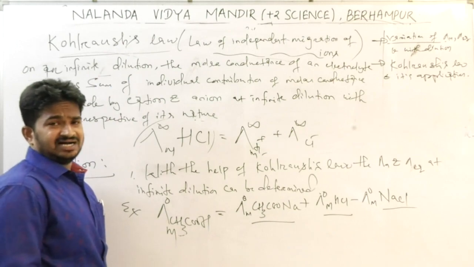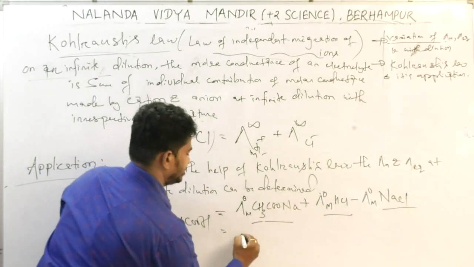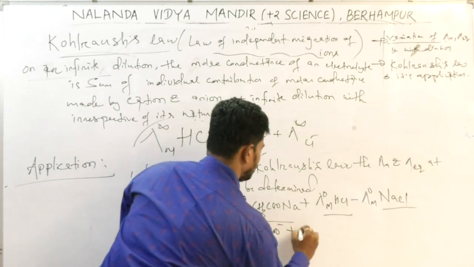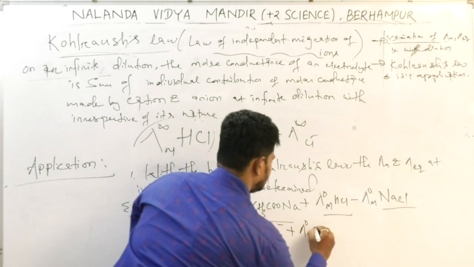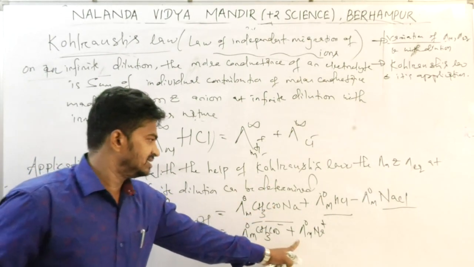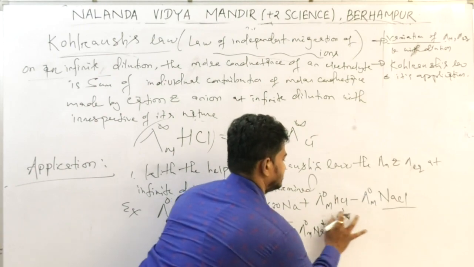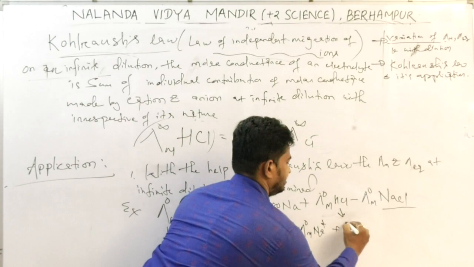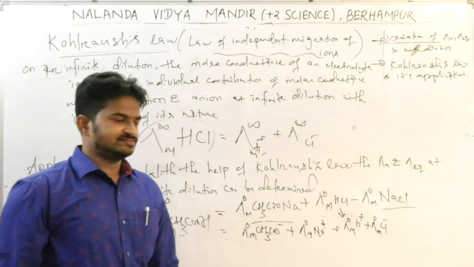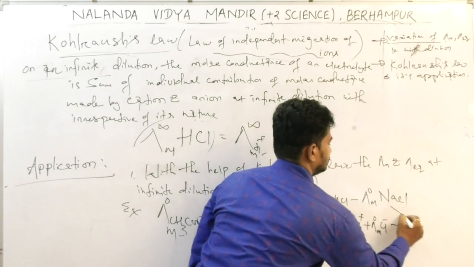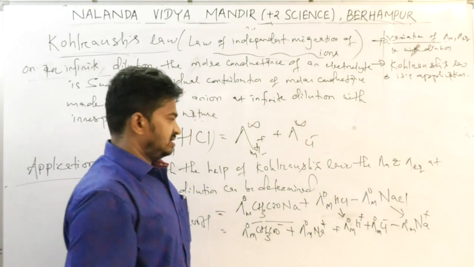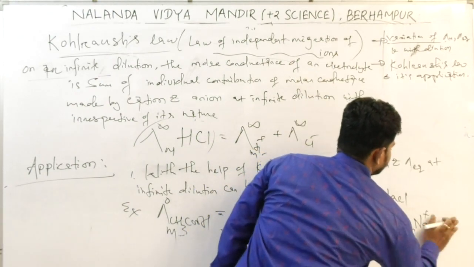So how can it be answered? Let's see. When sodium acetate dissociates, it will give the limiting molar conductivity of the acetate ion CH3COO minus plus the limiting molar conductivity of Na plus ions. Similarly, plus from hydrochloric acid we get the limiting molar conductance of H plus and of Cl minus. Then minus the value for sodium chloride, the limiting molar conductance of Na plus, again minus the limiting molar conductivity of Cl minus.